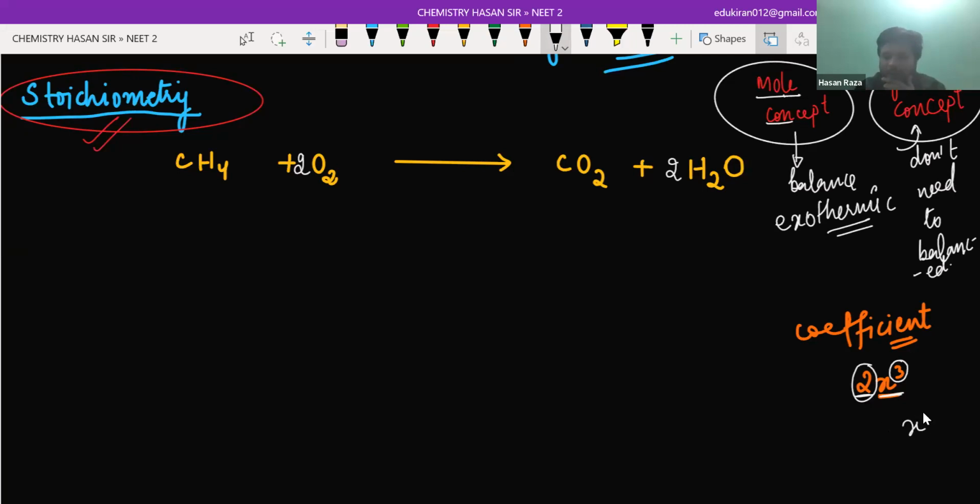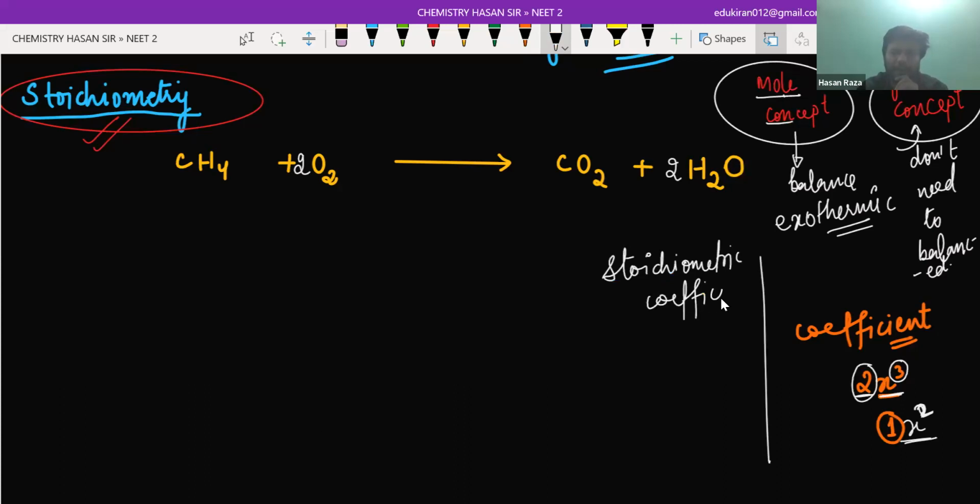If I ask what is the coefficient of x squared, what will it be? 1. 1 is the coefficient. In chemistry, we call it the stoichiometric coefficient, basically the multiplied number. If I ask you the stoichiometric coefficient of H2O, 2 is the stoichiometric coefficient of H2O. What will be the stoichiometric coefficient of CO2? Rabia, you are going to answer this. What is the stoichiometric coefficient of CO2?